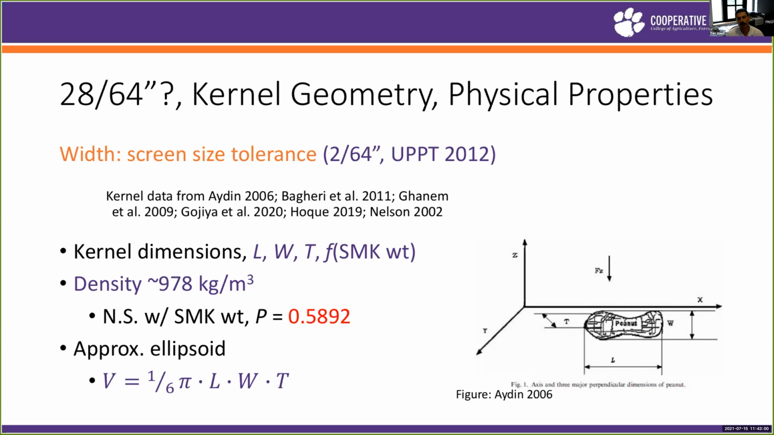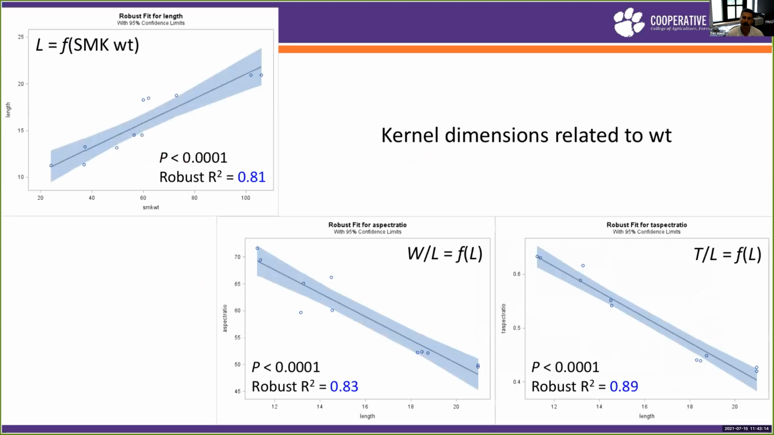And so we looked at the available data that we had here and compared the kernel dimensions in order to look at them as a function of the sound mature kernel weight. We also obtained an estimate for the density of these kernels, and that did not significantly vary with kernel weight. And then we assumed an approximately ellipsoid shape for the kernel in order to get at volume.